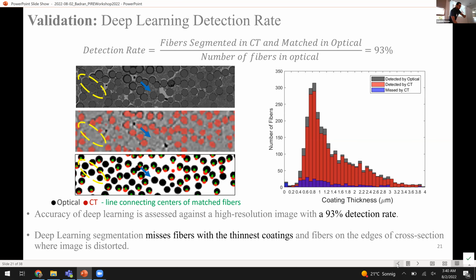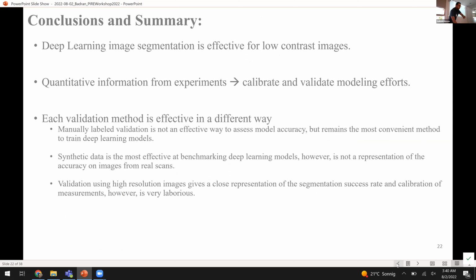I'm not sure how well I'm doing on time, but we'll go through this last slide. So as a conclusion and summary of this, deep learning image segmentation seems to be effective for images of low contrast. If you have images that have high contrast, you'd rather go with conventional image segmentation methods rather than go through the hassle of deep learning.